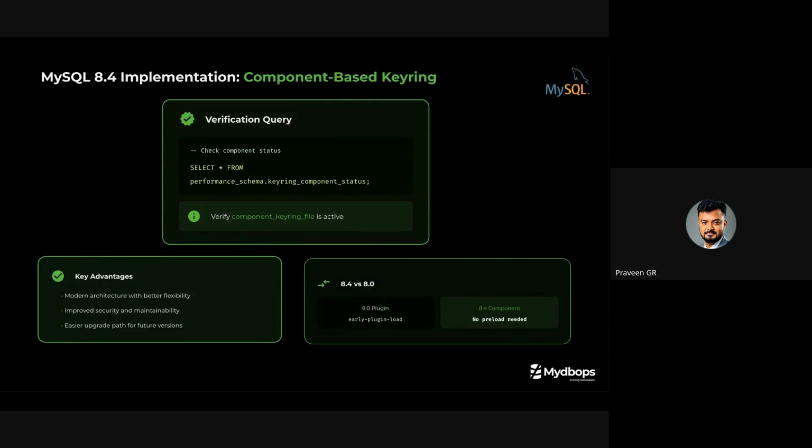Once it has been enabled, we can fire a query on performance schema to get the stats on whether the plugin has been successfully activated or not, like the location of the file and what mode of encryption has been enabled. Everything we can get when we fire the query on the key component status.